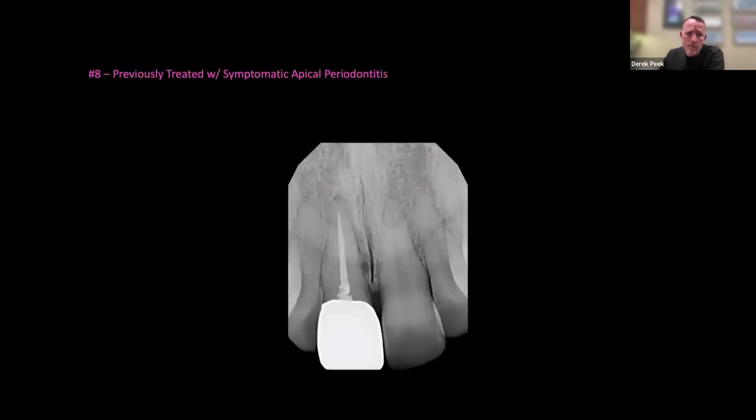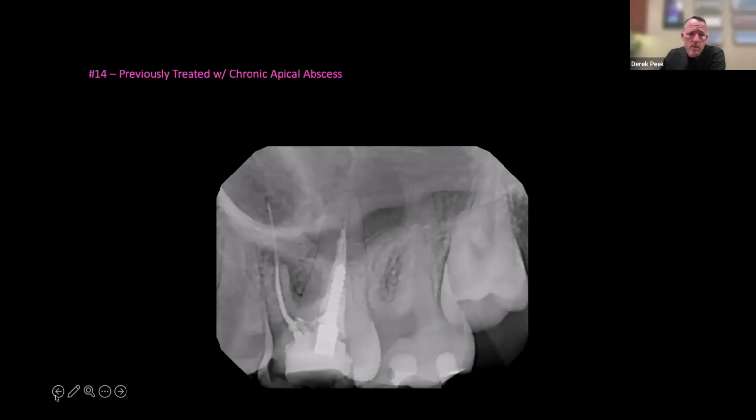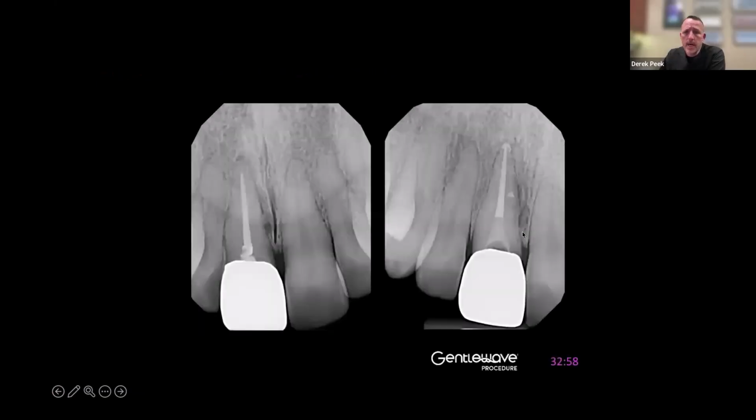Do I use it on anteriors? Absolutely. Anytime I see an anterior and I see a radiolucency on the mesial side, I know I want to use the GentleWave on it for sure. We look at everything. Oh, let me go back. Little teaser there. Straight shot, 23 millimeters. Got a little sealer puff out there. Yeah, that makes me feel good. Great case for the GentleWave there. Anterior retreat, 30 minutes, 33 minutes.